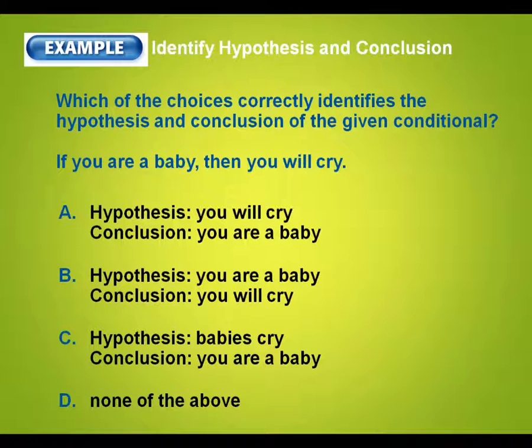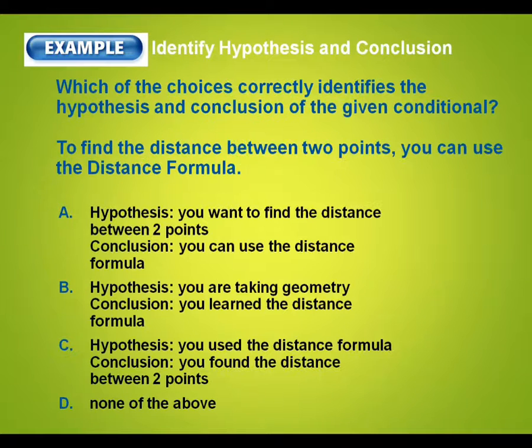If you are a baby, then you will cry. Hypothesis, you are a baby. Conclusion, you will cry. If, hypothesis, then conclusion. Right. Now here it doesn't use the words if and then, so we have to just kind of think about this one second. To find the distance between 2 points, you use the distance formula. Now it kind of gets tricky, you want to see what is the conclusion here, what's going to happen.